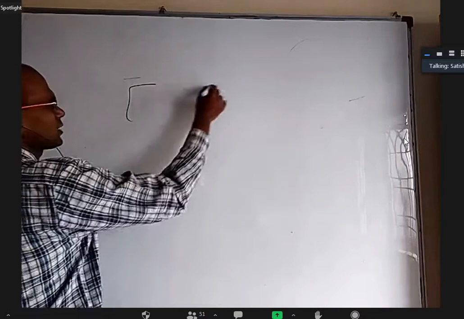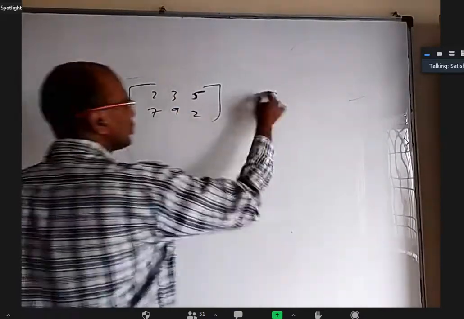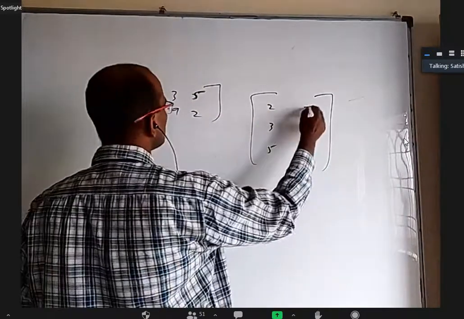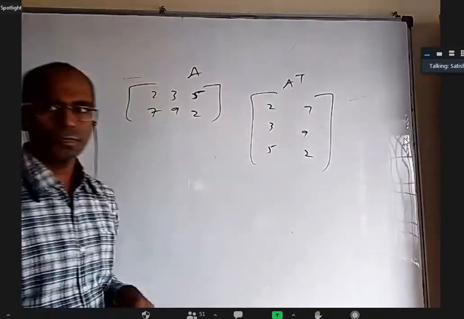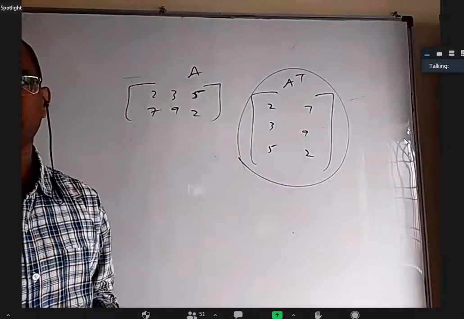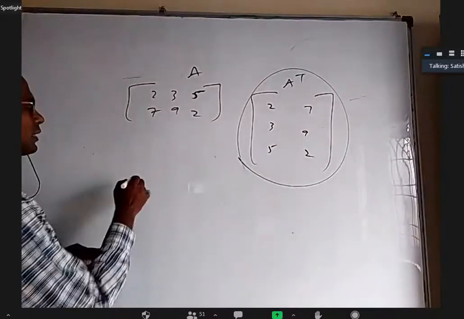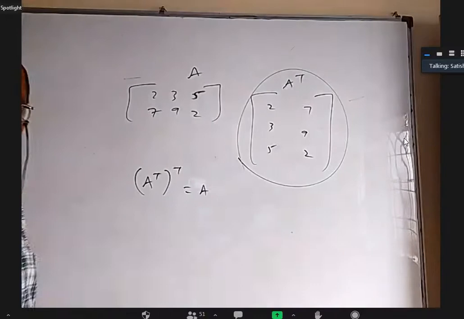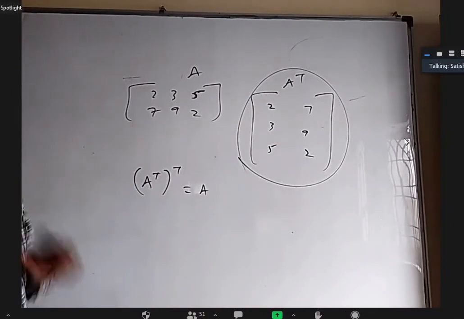Take a matrix 2, 3, 5 and 7, 9, 2. Its transpose is 2, 7; 3, 9; 5, 2. This is A and this is A transpose. When I transpose this again, what will happen? We get the same A matrix. So can I say that A transpose whole transpose is equal to A? Yes. If you transpose once and again once, you get the original matrix.